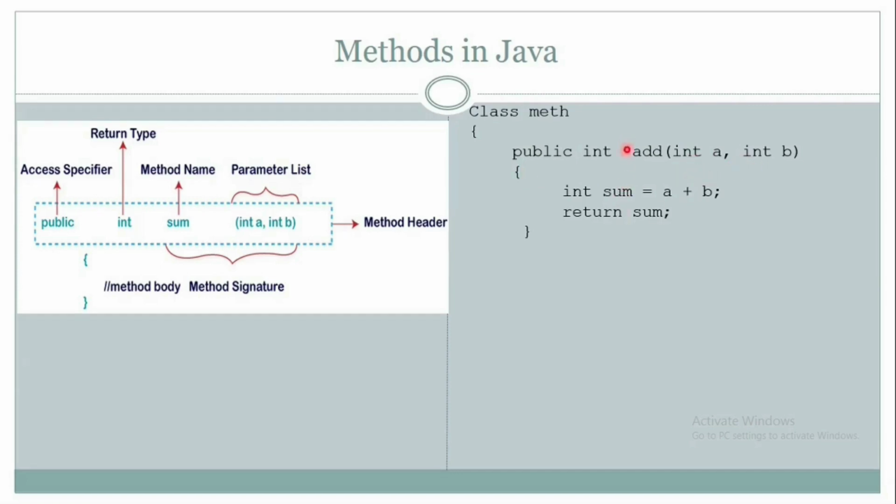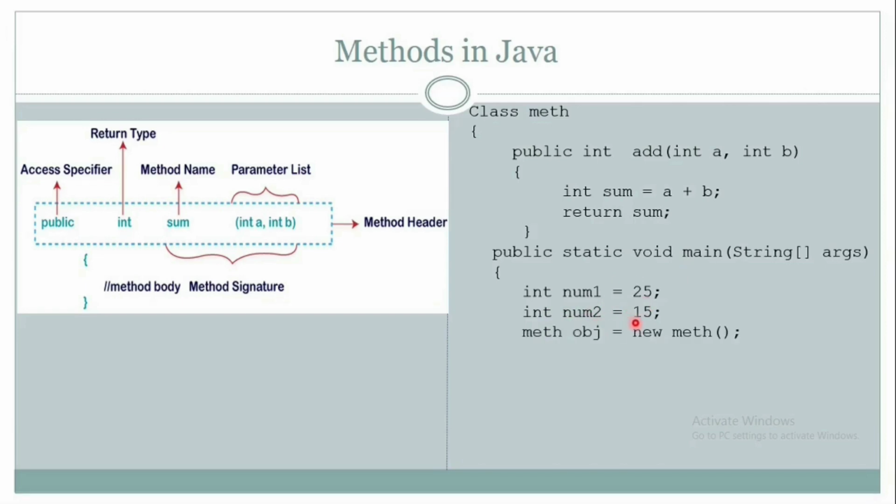We need to call this method using a function call or using an object. This is how we define a main function. We have initialized two variables, num1 and num2. Here num1 and num2 are local variables since they are inside the main method. That's why they are called local variables, and num1 is initialized to 25 and num2 is initialized to 15. This is how you create an object in Java: class name, object name equals new operator and the constructor.